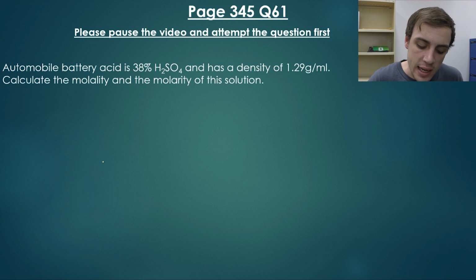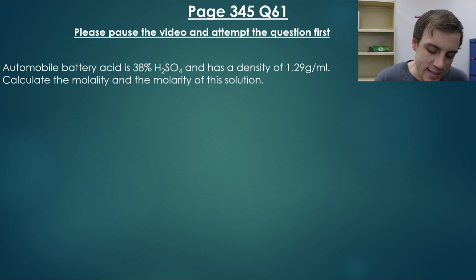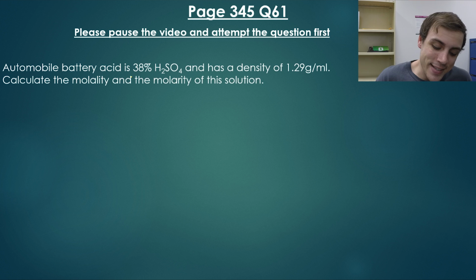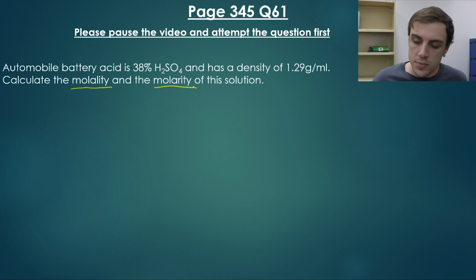So let us look at the next one. So page 345, question 61. So automobile battery acid, I don't know why they couldn't say car, but it has to be automobile. Battery acid is 38% sulfuric acid and has a density of 1.29 grams per mil. So calculate the molality and molarity of this solution.